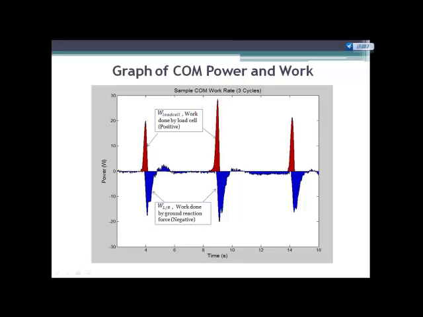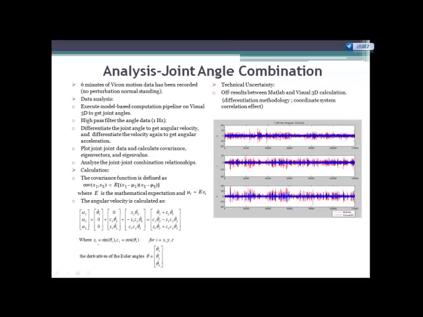Lastly, we would also like to see how each joint is correlated by conducting the non-perturbation tests. We collected 6-minute normal standing data and processed it with a 1 Hz high-pass filter. Joint angles were found by running the Visual 3D pipeline, and then we differentiated the angles to get angular velocity and acceleration. Note that there was a slight offset between the Visual 3D result and the MATLAB result. They might be caused by different methodology or coordinate system correlation.